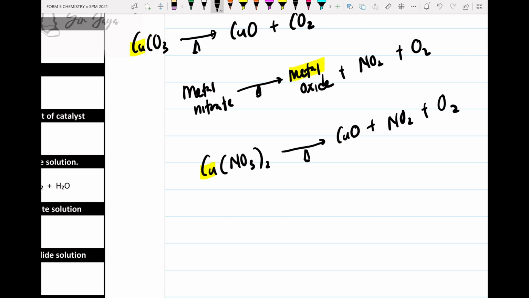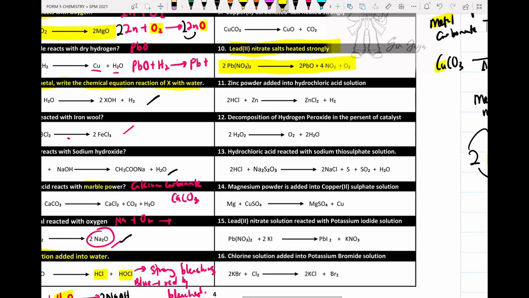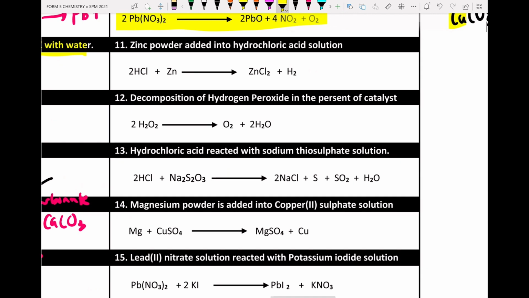How to balance this equation? Just put 2 here, copper 2, nitrogen 2 times 2, 4, nitrogen 4. Oxygen balances itself. Oxygen 6 times 2, 12, oxygen 2, 8, 12. All right. Okay, we go for our next one. Zinc powder added with hydrochloric acid, we will get salt plus hydrogen gas.